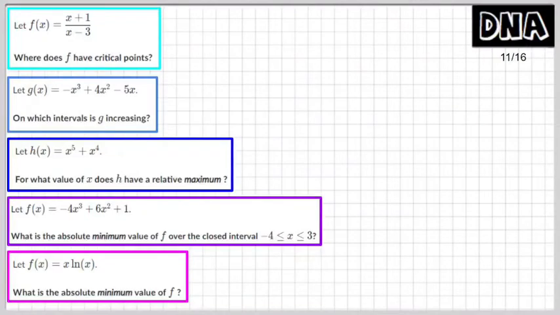So we got a next one. Then our next one, the medium blue, I guess I'll call that. It says let g of x equal this. On which intervals is g increasing?